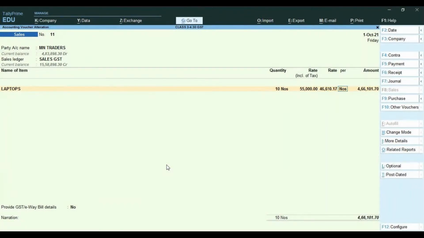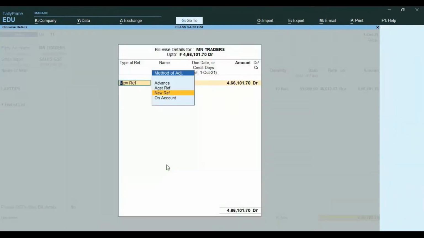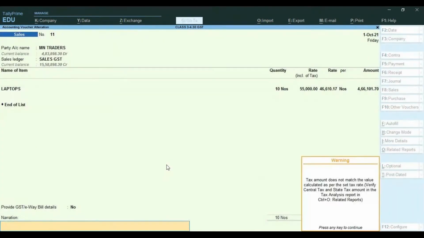So automatically it will show me the tax. So you can see the warning here. What it says is the tax amount does not match the value calculated as per the set tax rate. Verify central tax and state tax amount in the tax analysis report. That means whatever the percentage is given here and the amount I gave is not matching as per the rate. So that is the reason this warning is showing me.